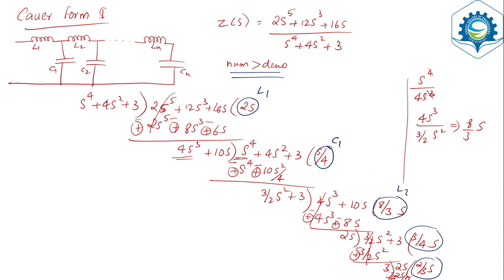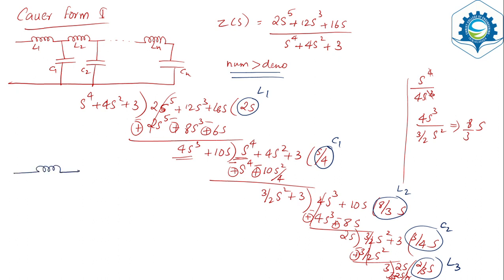Next, inductor, then capacitor, and then inductor, capacitor. It goes on like that. So the coefficient of S will give you the value of the particular element. Okay, the coefficient of S will give you the value of the particular element. So here you are having 1, 2, 3, 3 inductors and 2 capacitors. So you can draw the circuit.